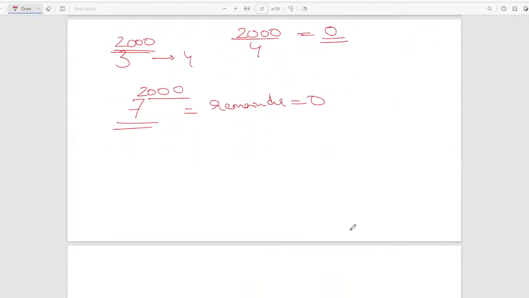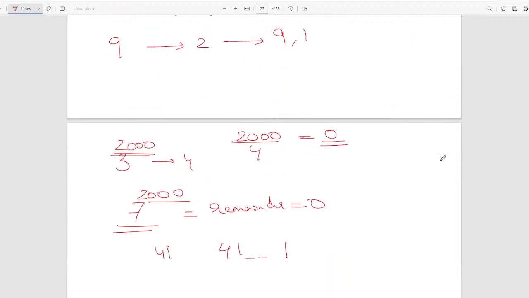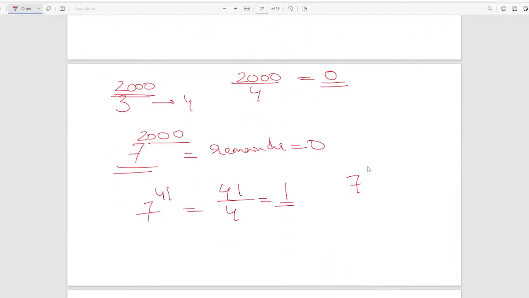For example, let's take some simple problem here. 7 raised to 41. 41 divided by 4, the remainder would be 1 because 4 tens are 40. 1 is the remainder. So when 1 is the remainder, the unit digit will be 7. I hope this is clear. Because you can just check 7 raised to 1 is 7. The unit digit will be 7.